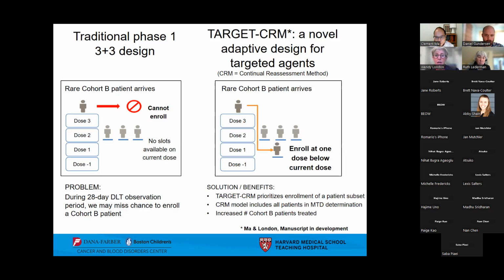So compare that to Dr. Ma's TARGET-CRM design. In this design, this rare cohort B patient is permitted to enroll on the trial, and does so at 1 level below the current dose. That's considered safe. And so this increases the number of cohort B patients that are treated on the trial. It gives the cohort B patients access to a drug that might help their cancer more so than perhaps patients without the aberrations. And so this new design prioritizes enrollment of these rare cohort B patients. And one nice benefit of the CRM model is that it is able to include all the patients who are treated at any dose level in the analysis. Next slide, please.